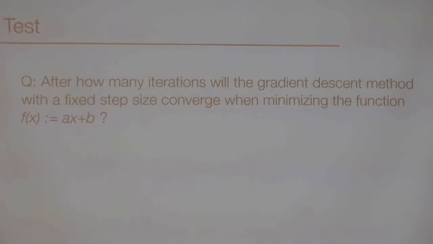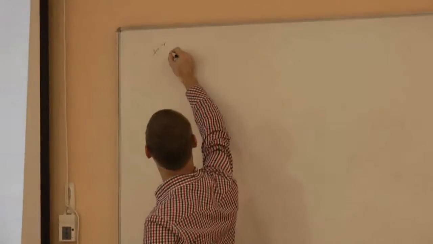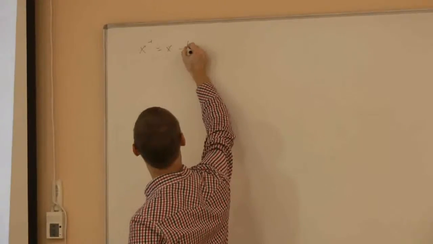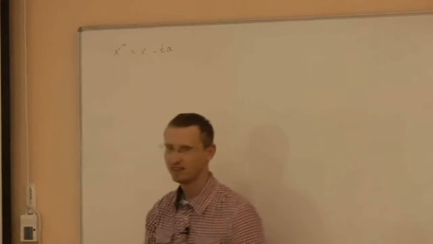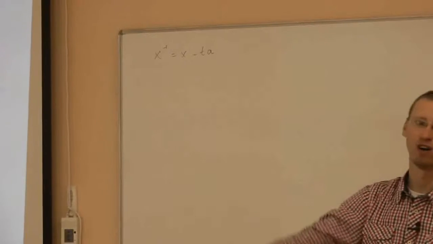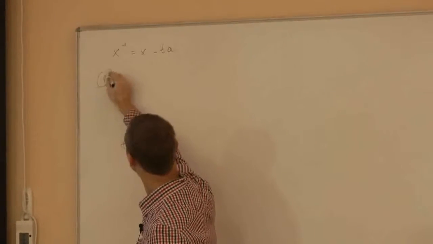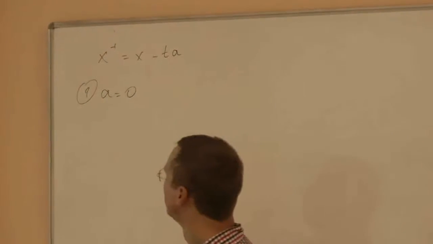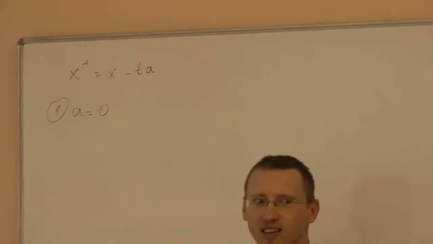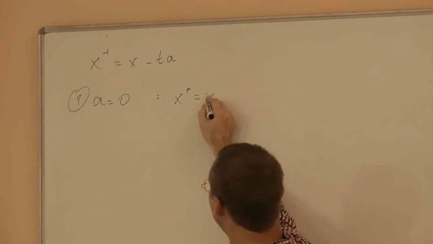Okay, so the iterations are like this. X plus is equal to x minus t times a. Okay? That's the gradient descent iteration for an affine function. So what we are saying now is, imagine scenario 1 where a is equal to 0. What are the iterations then? Simply x plus is equal to x.